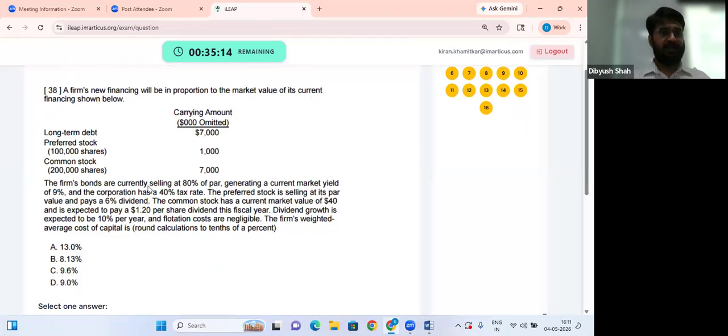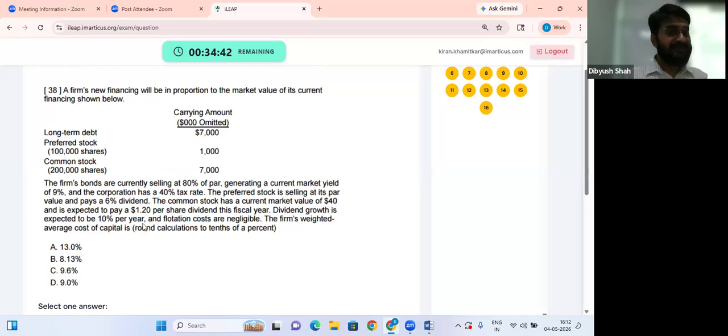Common stock. The firm bonds are currently selling at 80% of par, generating a market yield of 9%. So effective interest rate is 9%. And company has a tax rate of, so you can calculate cost of debt. The preferred stock is selling at par and pays a 6% dividend. If the stock is selling at par, dividend rate is the amount of preferred stock. Dividend rate and cost of preferred stock is same. So it's 6%.